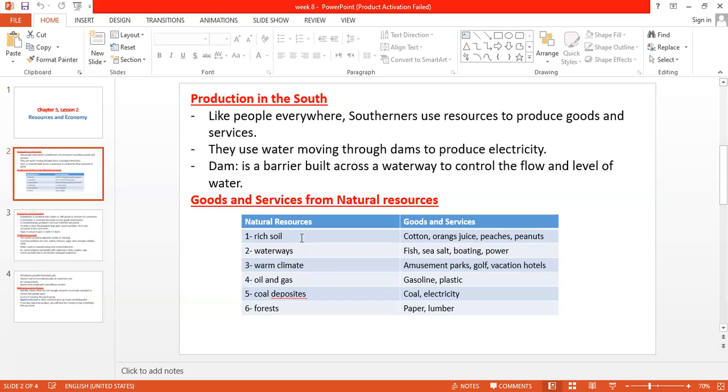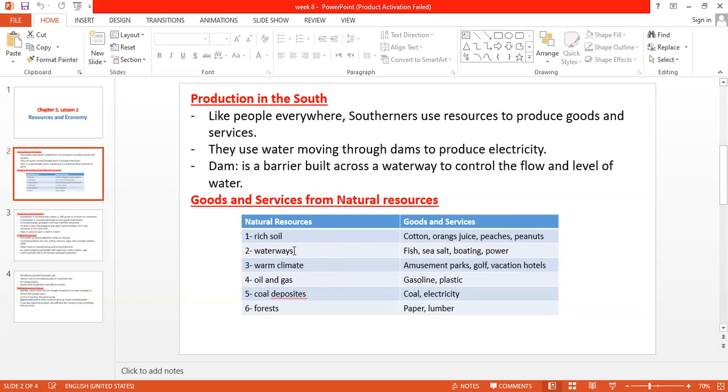Because we speak here about the southern colonies in America, the southern states nowadays have rich soil, and the rich soil allows the South to grow many crops, such as cotton, oranges, peaches, peanuts, and also tobacco. These are the most famous plants that are farmed in the South. Okay, what else of the natural resources does the South have?